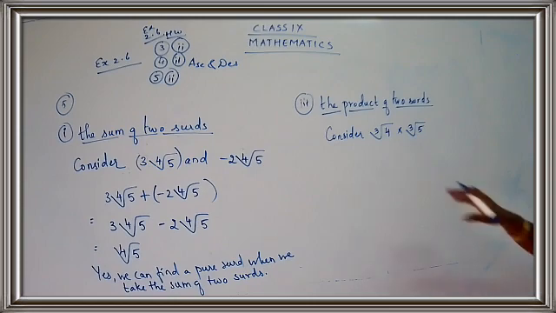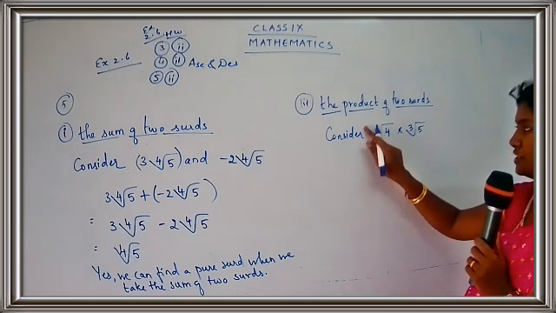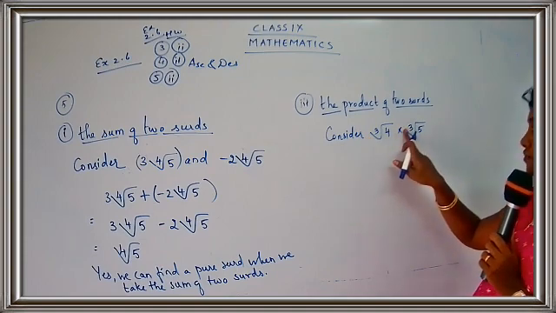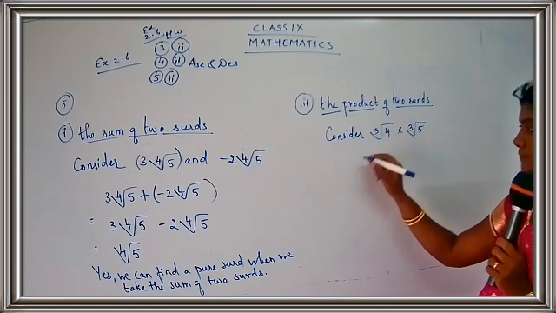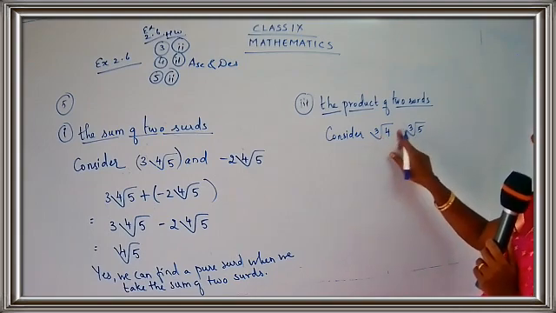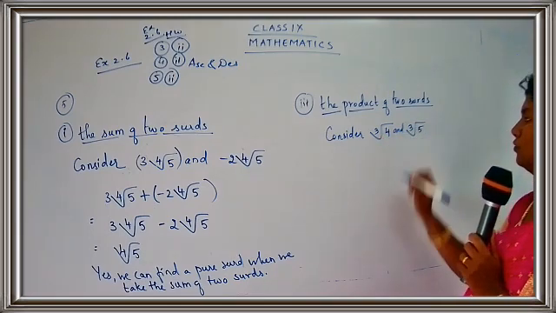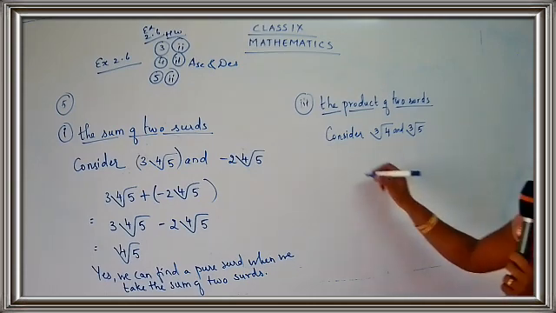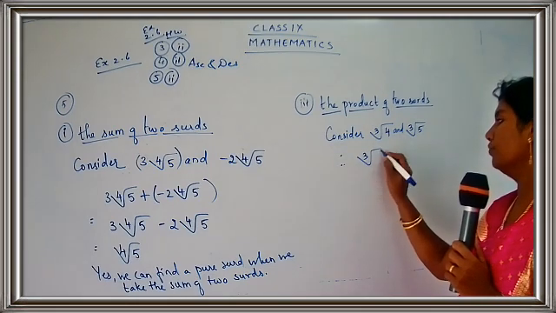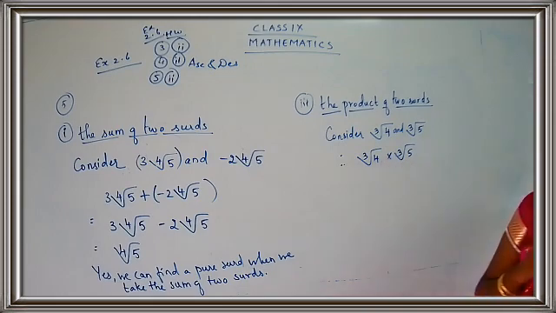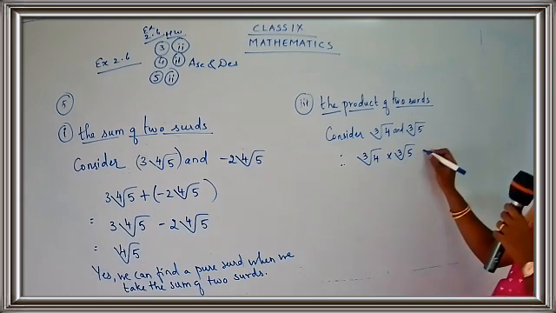See here, I am just choosing the product with the coefficient as 1. Here the coefficient is 1 and here also the coefficient is 1. So consider cube root of 4 and cube root of 5. Therefore, cube root of 4 into cube root of 5. So what is the answer that you get when you take the multiplication of these two surds?